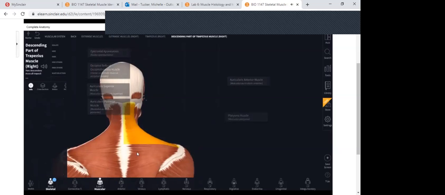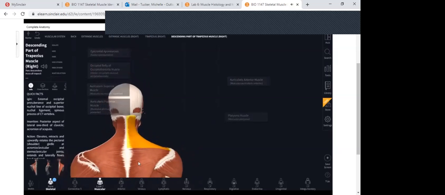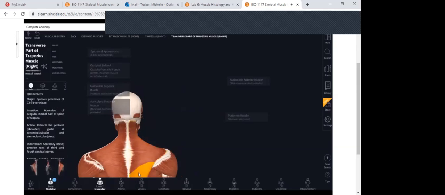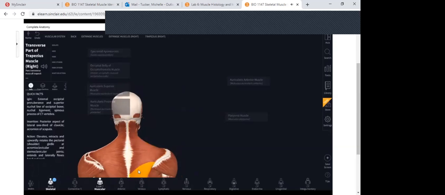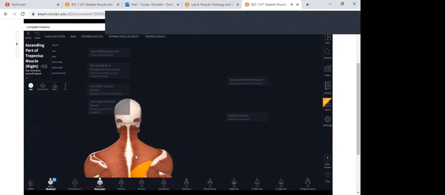Trapezius is a large muscle that has 3 parts. The upper part, shown in orange, will also extend the head at the neck joint. But all 3 of these sections are included in the trapezius muscle: upper, middle, and lower. So all of these are set parts of the trapezius muscle.